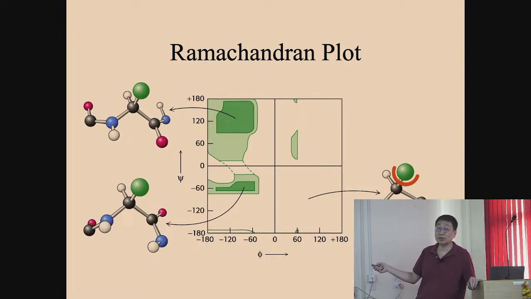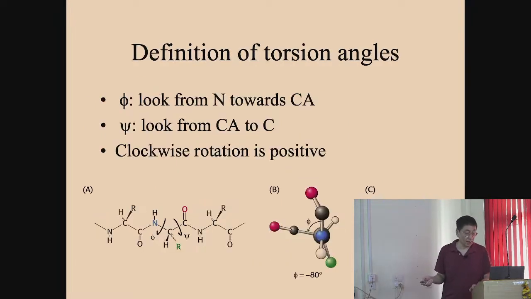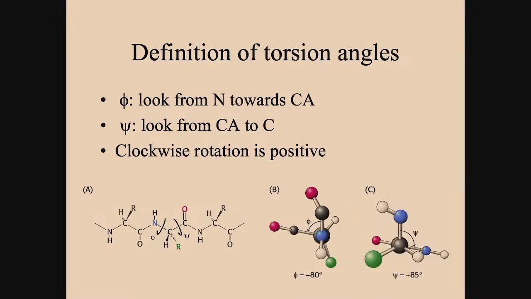This is alpha helical right here? That's beta? Okay, beta sheet, is that what you said? All right, so beta up here, alpha helical down here, and then over here is really not possible because of steric hindrance, which we talked about. I'll skip over this, the definition of torsion angles. We don't need to worry about that too much.